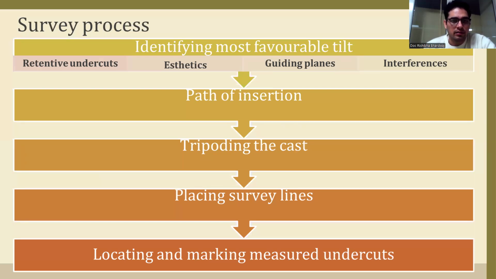Now, how do we process the whole surveying? Identifying the most favorable tilt. We have to identify it for the aesthetic guidelines and the interferences. We need to check the path of insertion, tripoding of the cast is to be done, placing the survey lines and marking the undercuts is to be done.